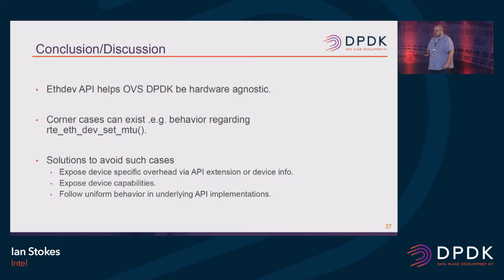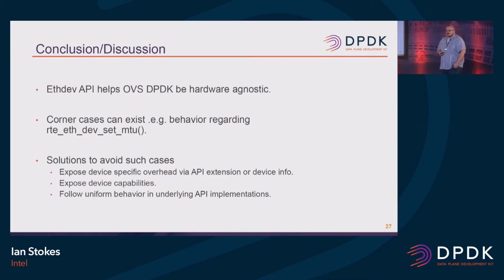I think we're really seeing those efforts pay off in OVS DPDK. The corner cases are always going to exist, but can we give a bit more visibility and make developers more aware as they set up their underlying methods, and what we can adhere to? Just a few warnings and general guidance: if there's any device-specific overhead, as we saw in the first case, maybe that's an API extension, maybe it's device info, but making that available to the application can be quite useful.